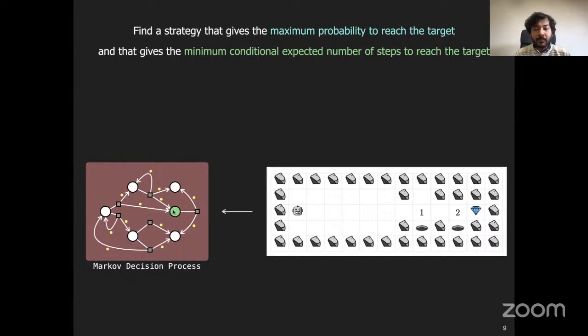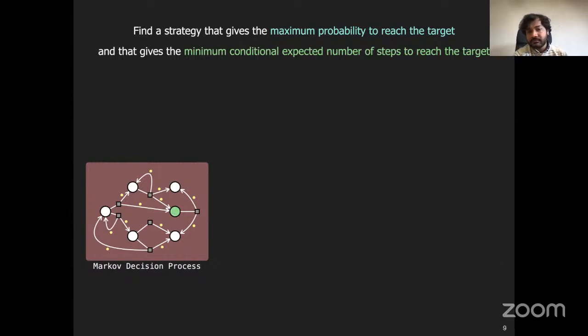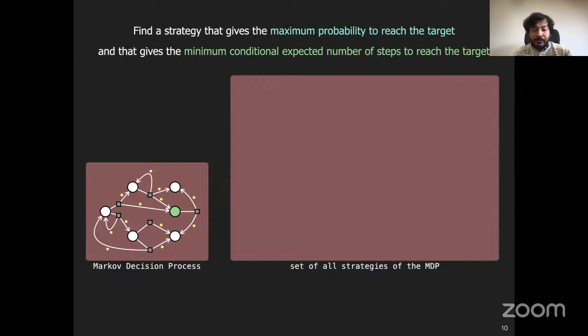Once we have modeled this, we completely forget about the actual game, and we try to analyze this MDP ourselves, right? So what do we do? Suppose this is the set of all strategies of the MDP. So this is the whole search space from where we want to pick one strategy for our purpose.